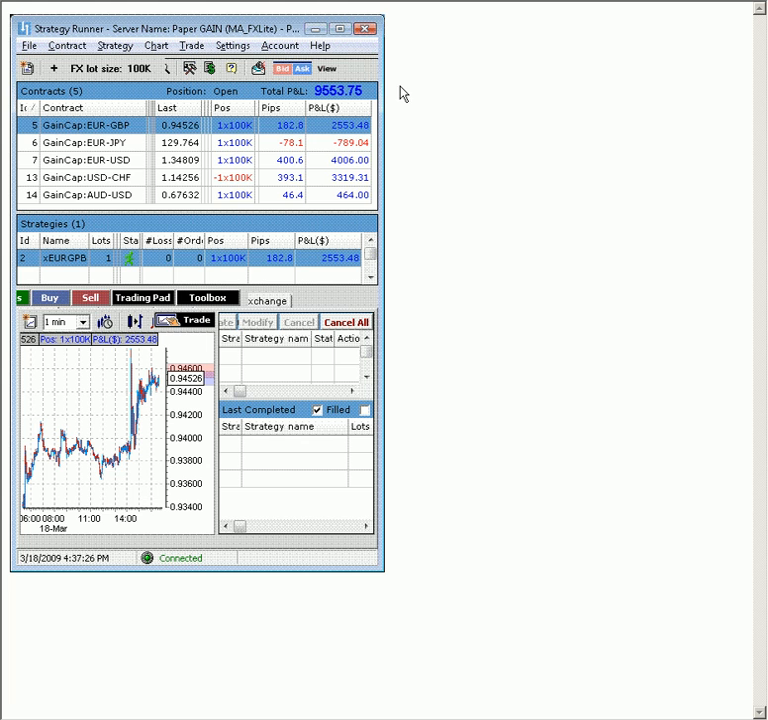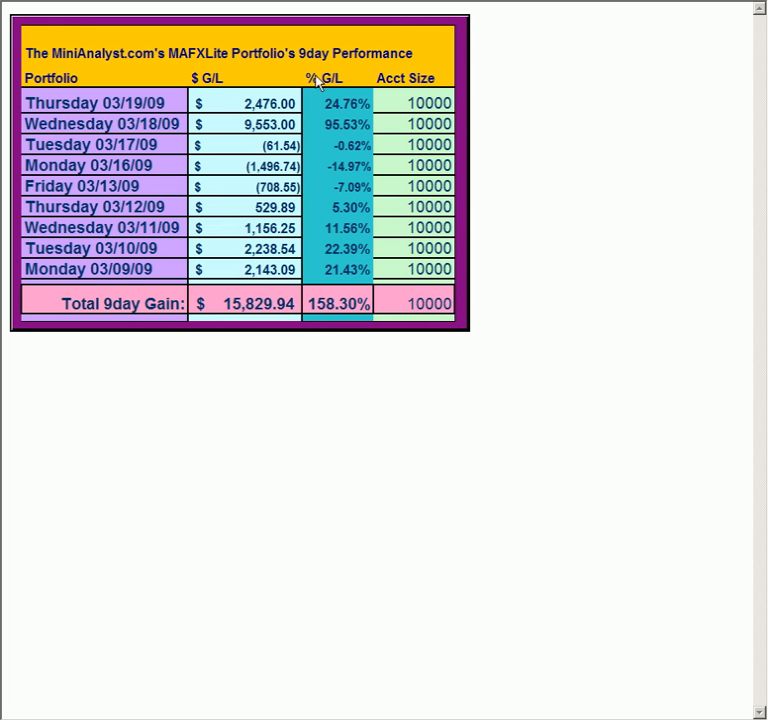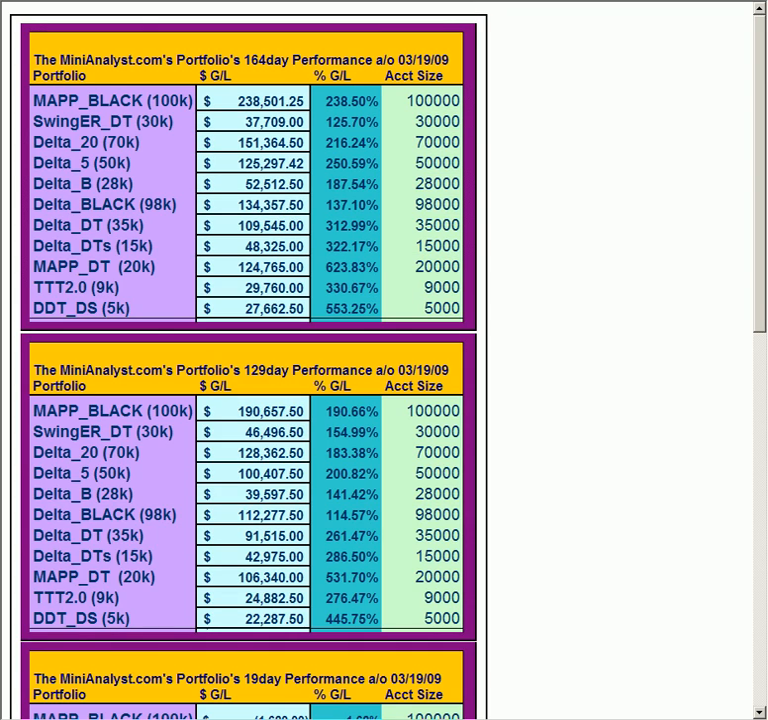Forex, wow. This is our MAFX Lite portfolio, just a $10,000 extremely aggressive portfolio trading the Forex. This was a gain, I believe, on Wednesday, the Fed day. $9,553.75 was the gain on Wednesday for the MAFX Lite. Very impressive was the case. Here's a look over the last 9 trading days. There you see that 95.53. Yesterday it gained 2,500. A couple of small losses, actually 3. A few impressive gains before that, leading to a total of 158.3% return over the last 9 days for the MAFX Lite. Very impressive was the case.